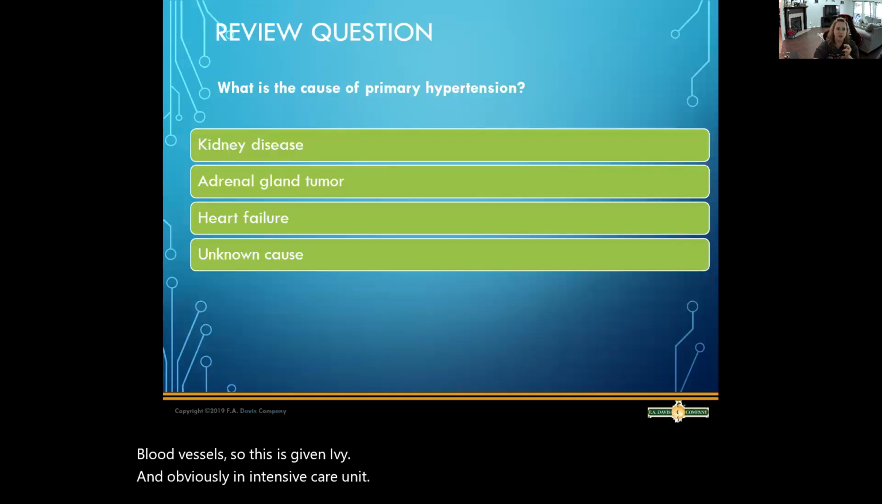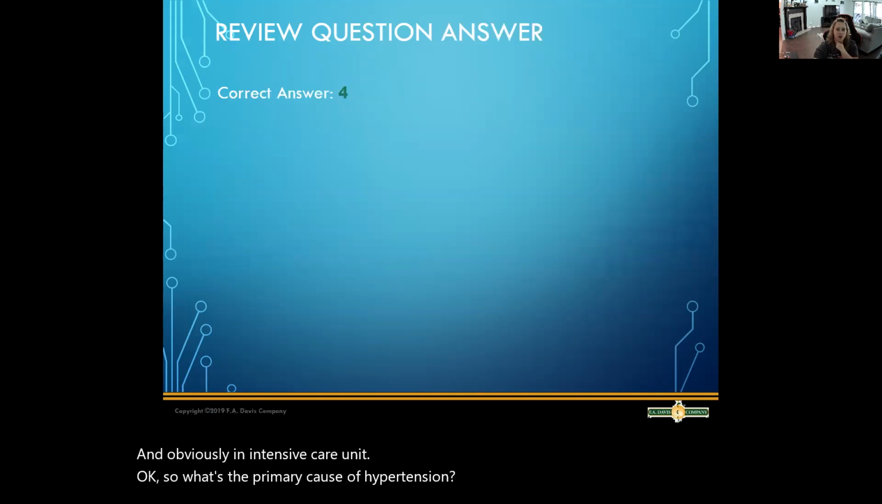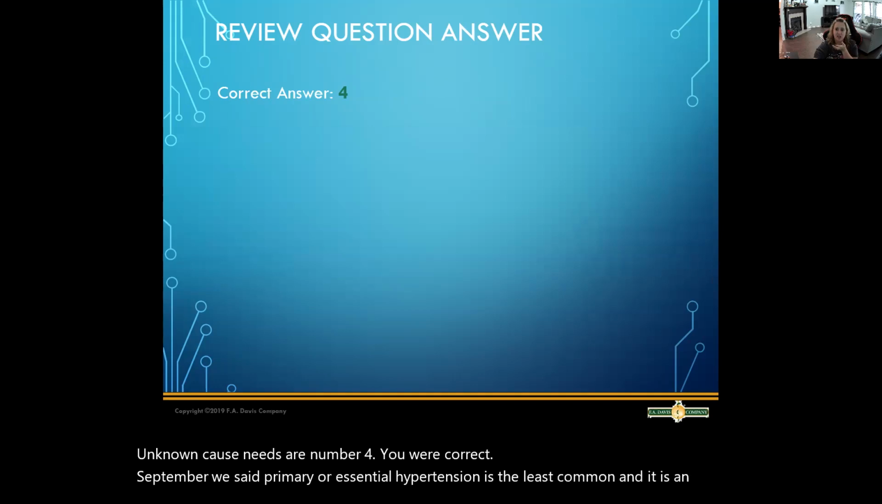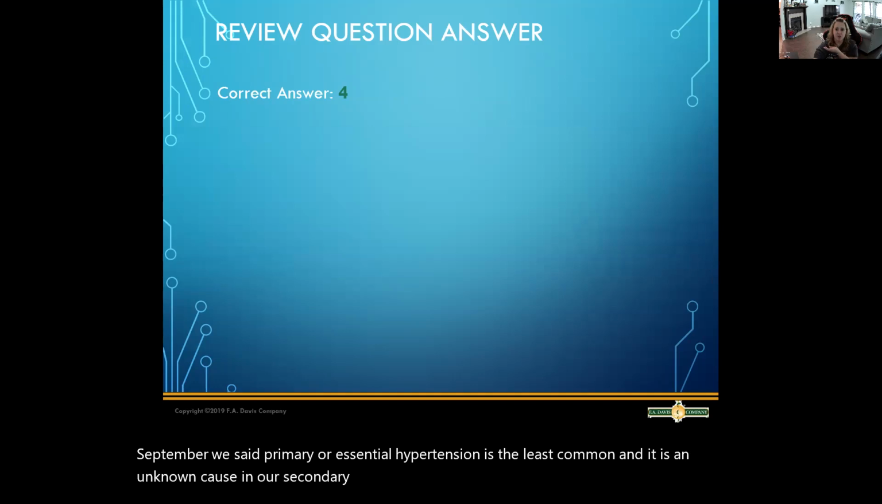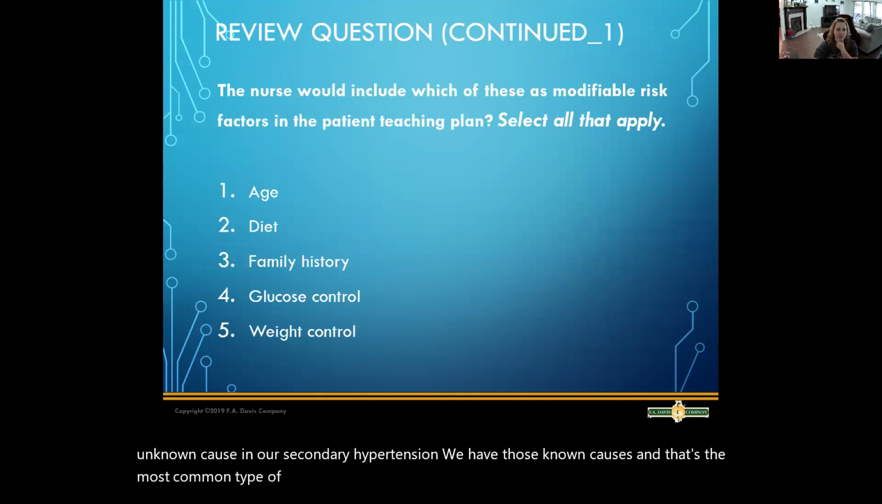Okay. So what's the primary cause of hypertension? Unknown cause. The answer number 4, you were correct. So remember we said primary or essential hypertension is an unknown cause. And with secondary hypertension, we have those known causes, and that's the most common type of hypertension that we see.